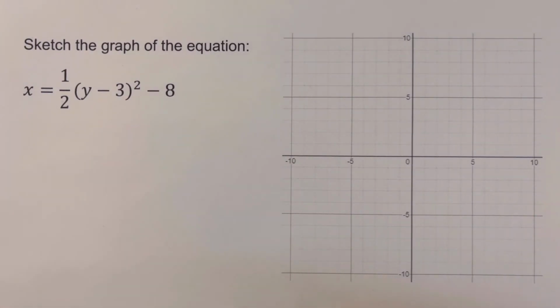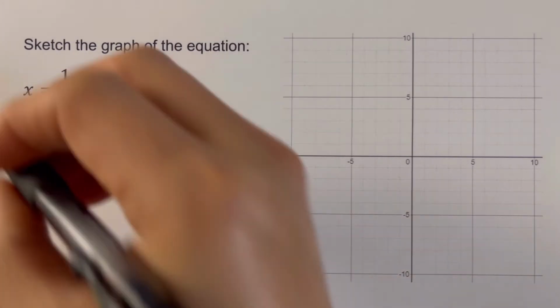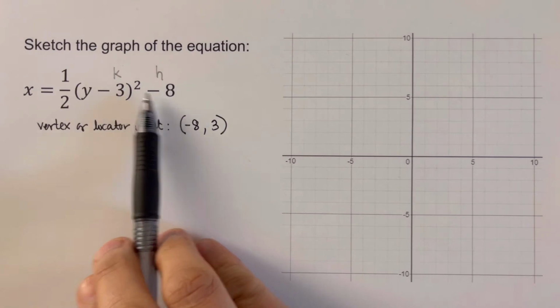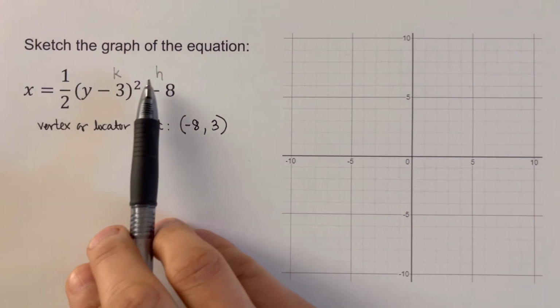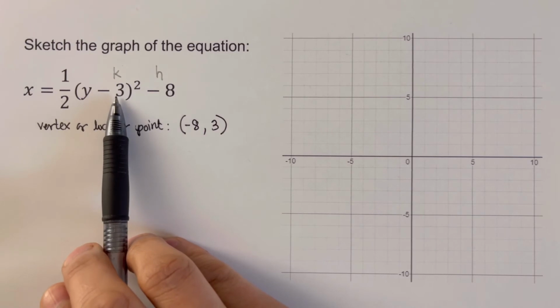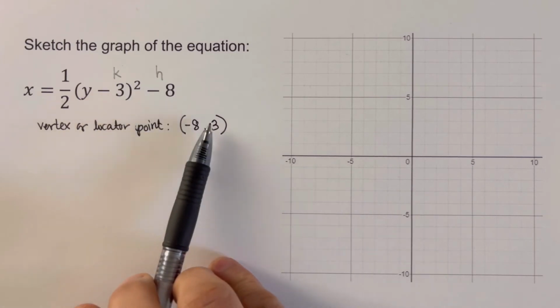Again, our first step is to determine the vertex or the locator point. So I'm going to go ahead and write that down here. Okay, so our vertex or locator point is located at -8 and +3. Remember, the h will be kept. I kept it negative. And then this k, we switched the sign so that came out positive.